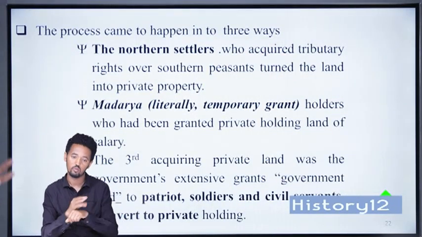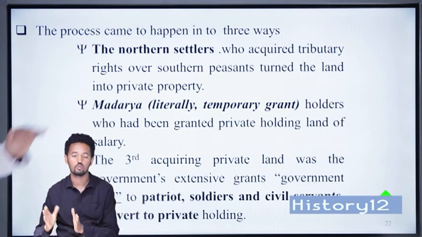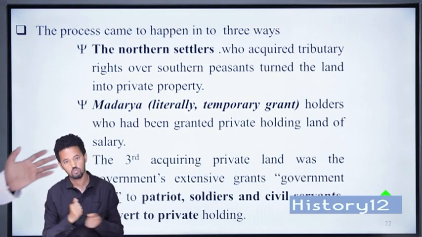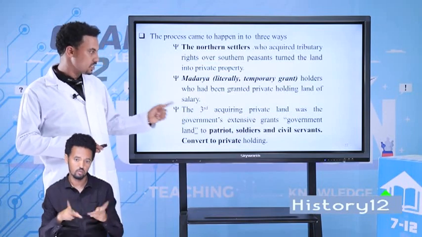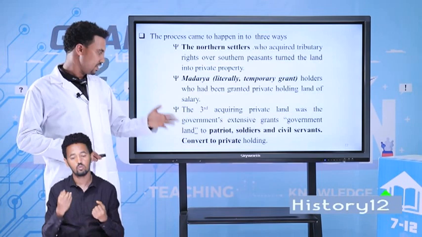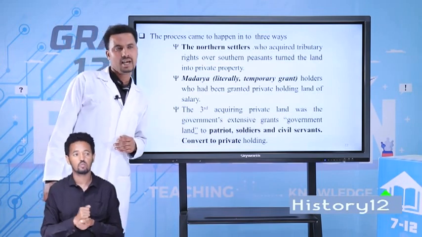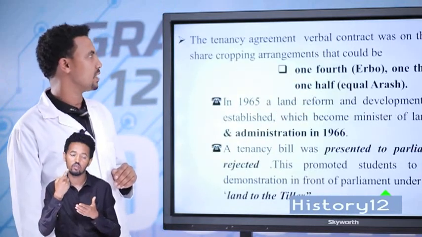Second one, Madaria, merit or literacy, temporary grant holders who had been granted private holding land in lieu of salary. The third one, acquiring private land, was the government land, extensive grant of government land to patriots, soldiers, civil servants, and converting it to private holding land. Then everyone pays tax to the government.